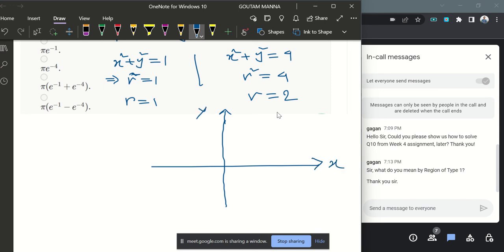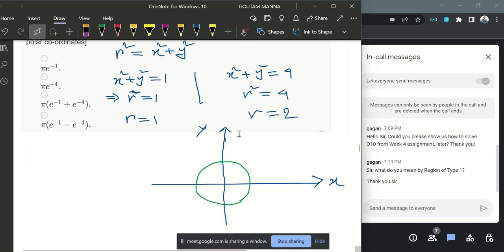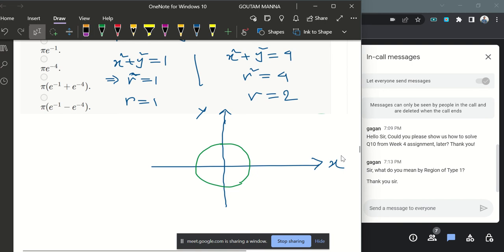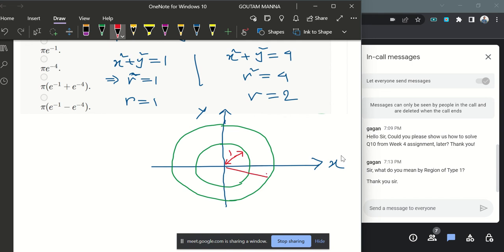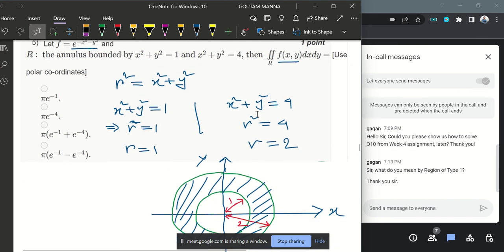So our integration region is in the xy plane. Let's say this is x square plus y square equal to 1, this circle of radius 1. Let's say this is a circle of radius 2 centered at the origin, so it is x square plus y square equals to 4. So this radius is 1, and this is 2. We are asked to integrate in this region, so it will be easier if we consider the plane polar coordinate.